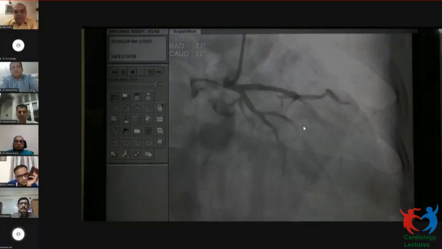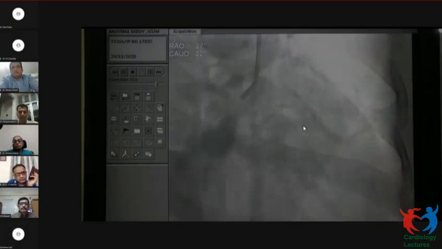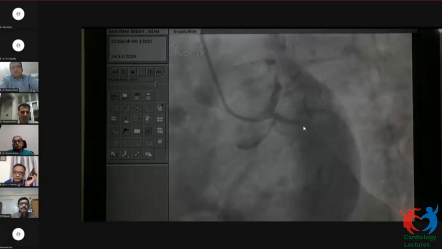You see the LCX, there is a diffuse long lesion of the LCX also, that OM also lesion is there. So mild borderline lesion, yeah. Next, yeah. Right coronary, you can see previous stent patent is doing well.